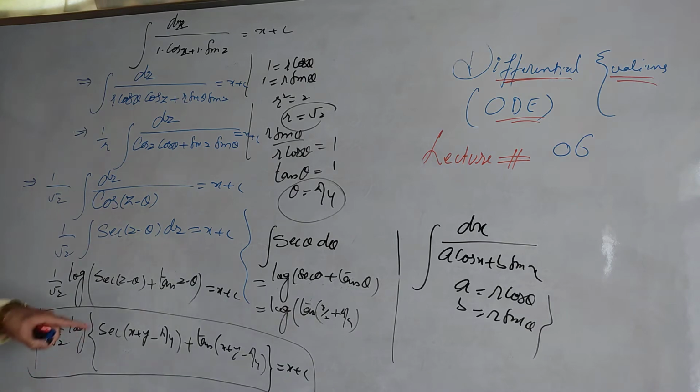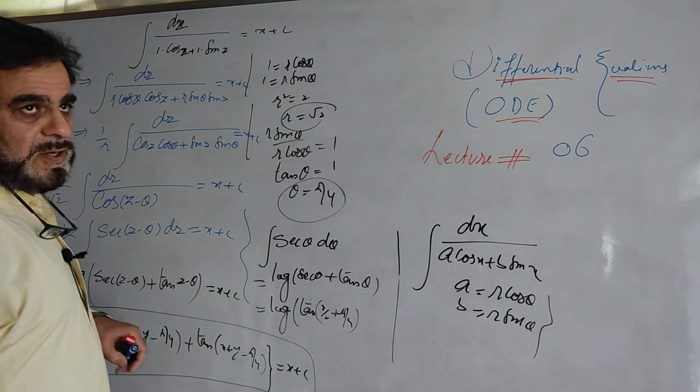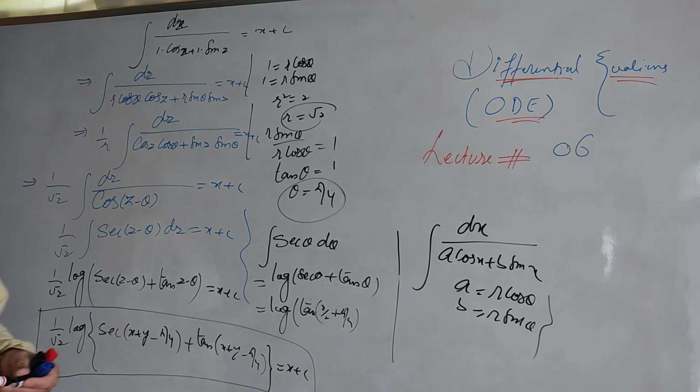Or if you don't use this formula, you can use log of tan of x by 2 plus pi by 4, where your x is your z minus theta by 2. You can do it this way also or this way also.